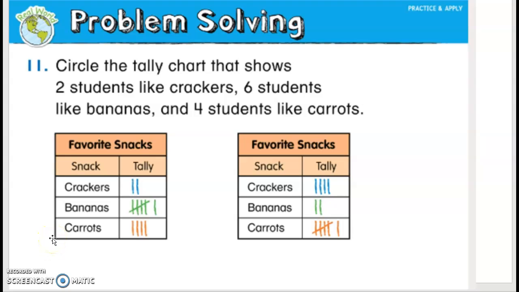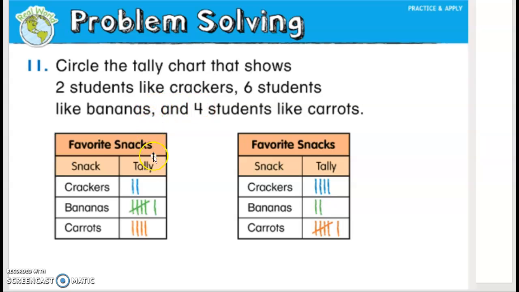Look at this tally chart. It says circle the tally chart that shows 2 students like crackers, 6 students like bananas, and 4 students like carrots. Looks like they were asking what's the favorite snack. Let's take a look at our data. This is a set of data. 2 students like crackers. Let's check the crackers here. Yep. Check the crackers here. Nope.